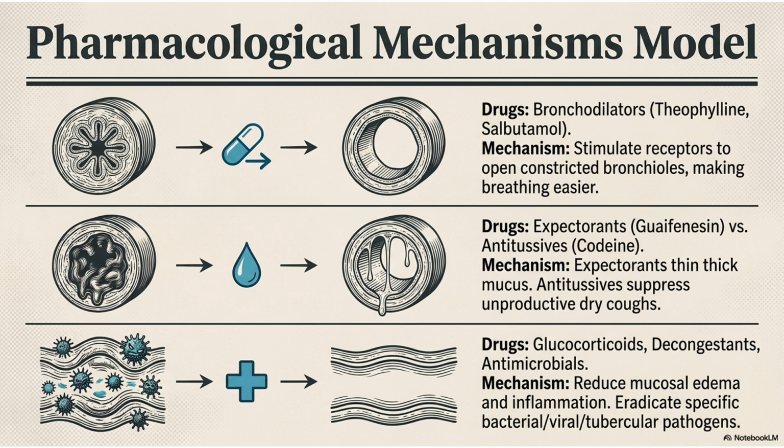Our drug therapies target specific mechanisms. For example, bronchodilators stimulate receptors to open constricted bronchioles so you can breathe. Expectorants thin the thick mucus for easier removal. Glucocorticoids and decongestants reduce mucosal edema, right? And then inflammation, while antimicrobials are targeted therapy for bacterial or viral pathogens.